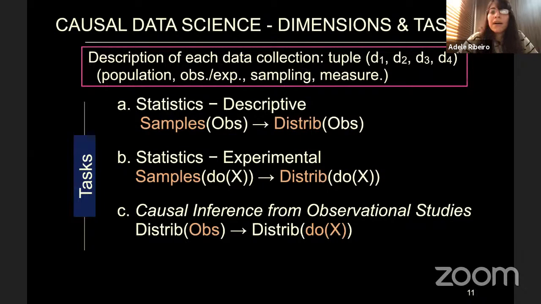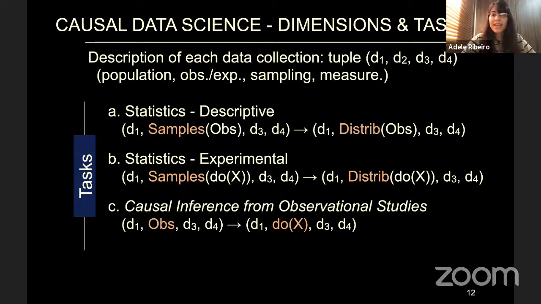Now, I would like to come back to these dimensions, the causal data fusion dimensions, just to understand what's happening here. Most of these tasks have been studied and applied where dimensions 1, 3, and 4 are fixed, and we are just concerned about inferences changing dimension 2. Dimension 2 is about the experimental design, but we are talking about the same population, the same sampling procedure, and the same measured variables. So we are in this constrained scenario where everything has been fixed, but not the second dimension.